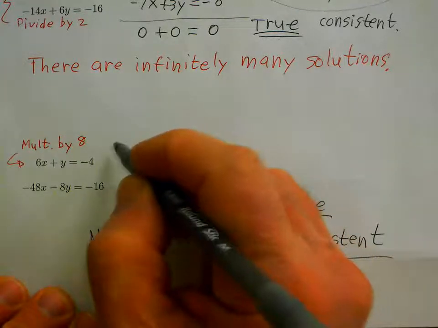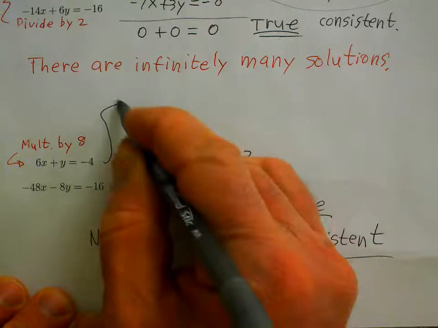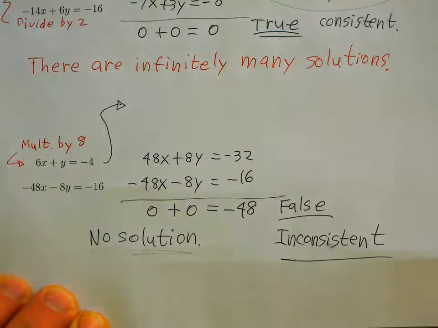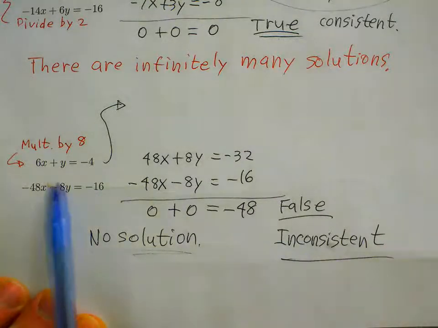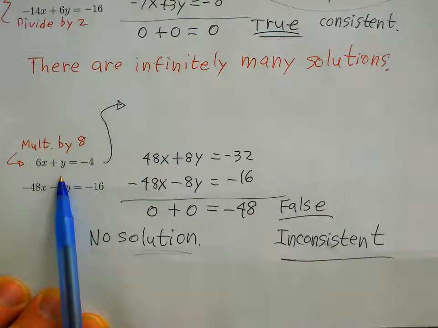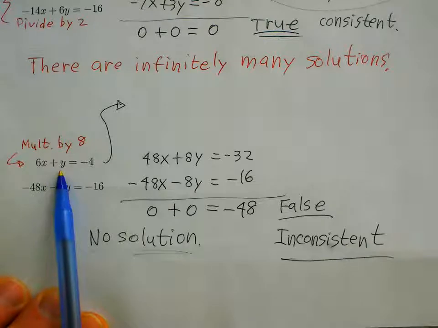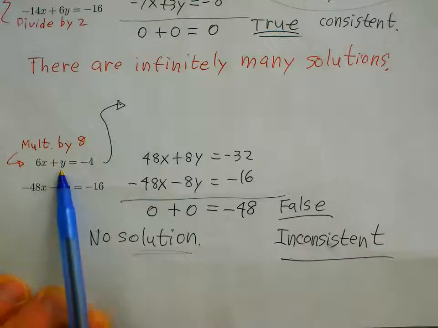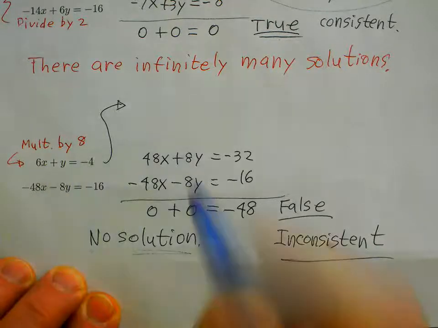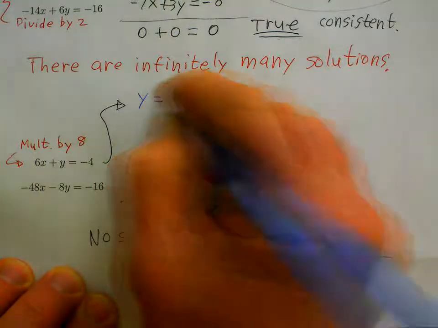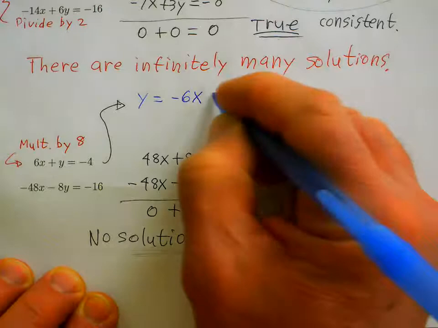So another thing that you can do, you can rewrite each equation so that each one is in slope-intercept form. So this top equation, we can solve for y if we just subtract 6x from both sides. So the top equation in slope-intercept form is y equals negative 6x minus 4.